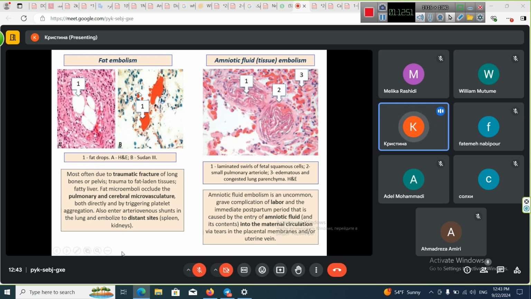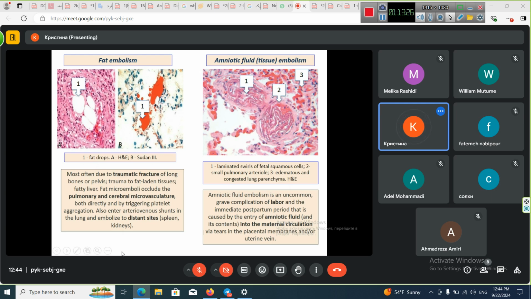Next, here we have fat embolism on the left and amniotic fluid tissue embolism on the right. So what we see here is the blood vessel wall, which is not very well seen. It should be here, blood vessel wall. And we see the fat droplets, fat drops within its lumen. No fat drops should normally be inside blood vessels, but here we see them.